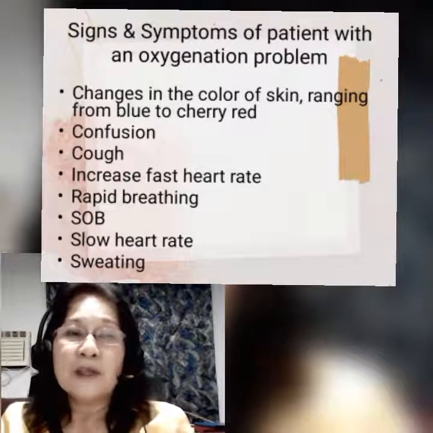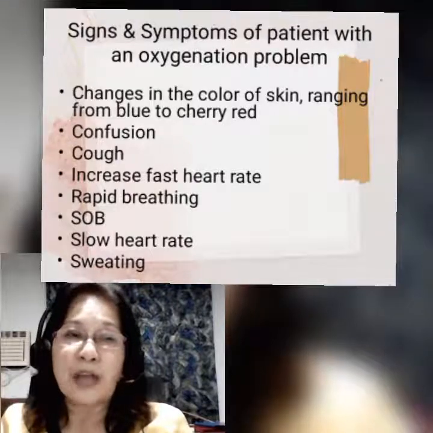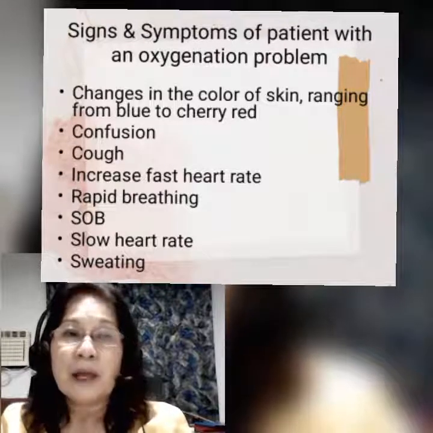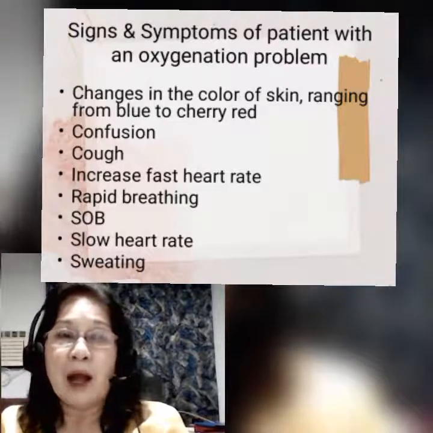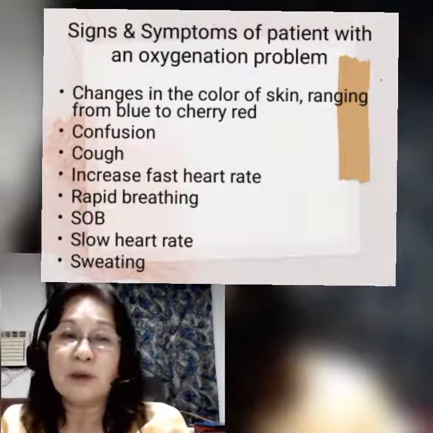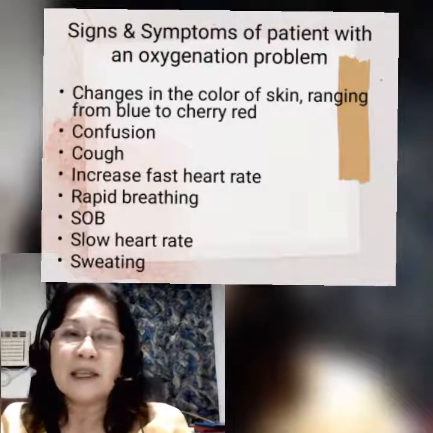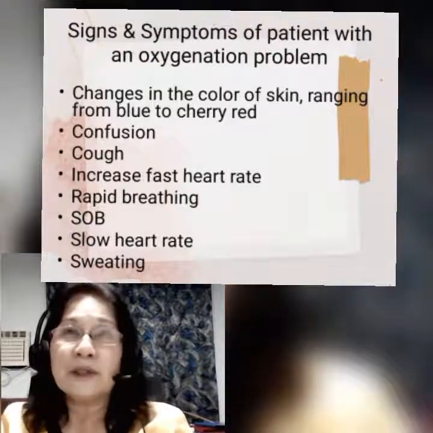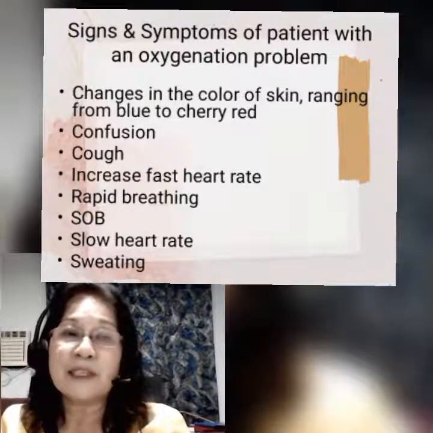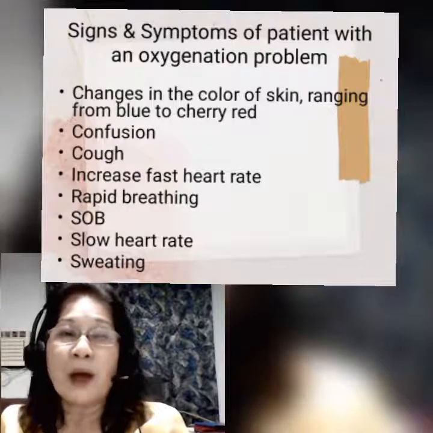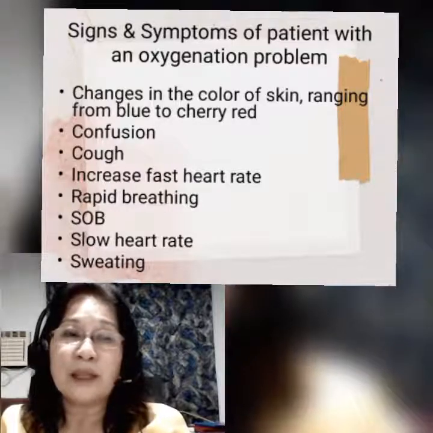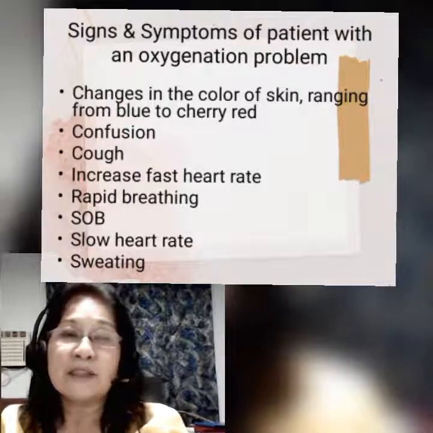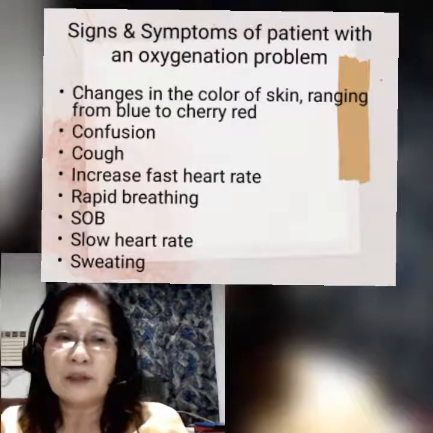Then cough. So cough is either productive or non-productive. Is your problem getting worse? Then increased fast heart rate. The cardiac rate normally ranges from 60 to 100. Above 100, like 110, 120, 130, 140, is very detrimental to the patient's condition.